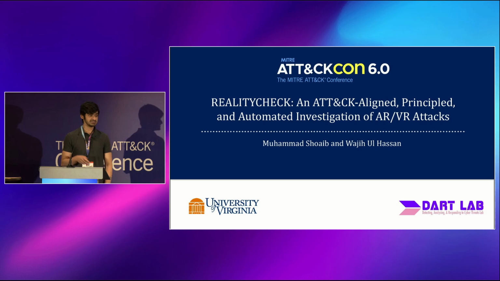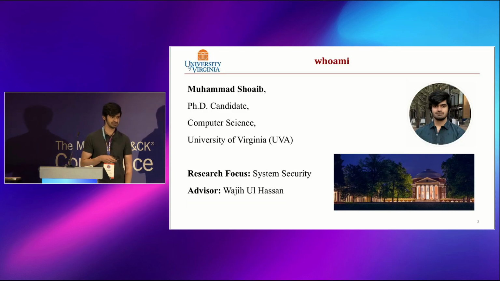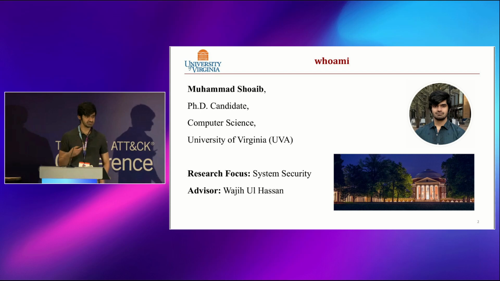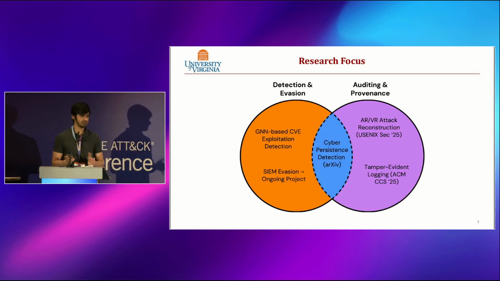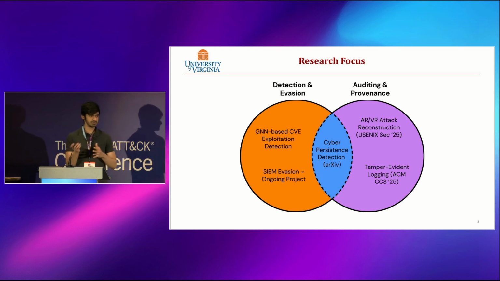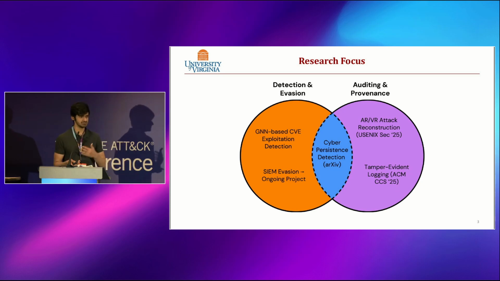A little bit about myself. I am a PhD candidate, a fourth-year student at the University of Virginia. My research focus is system security, and I'm advised by Professor Wajih Ul Hassan. I work in auditing, logging, and system provenance, and I also work with attack detection and evasion.